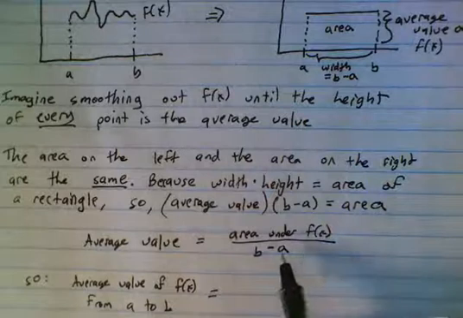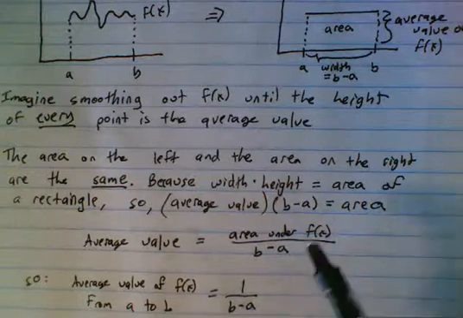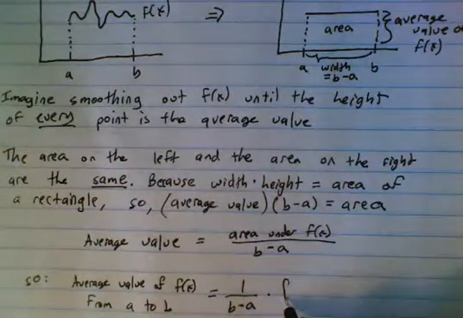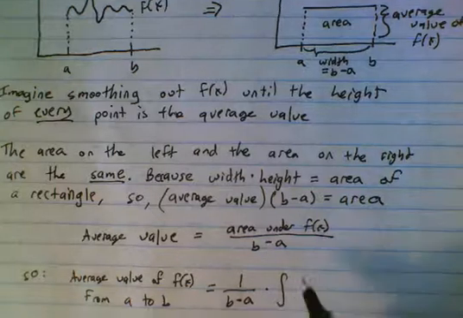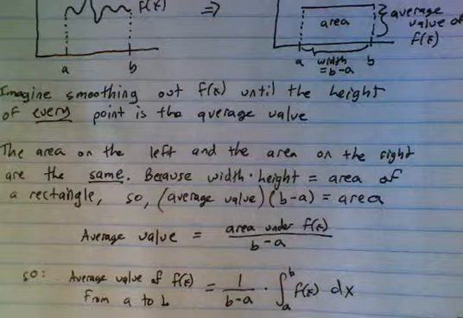And I'm going to write this in the standard notation. Since this is in the denominator, I'm just going to let that be 1 over b minus a. So this is the width of this rectangle. And then times the area under f of x, which we know is just the integral from a to b of f of x dx.